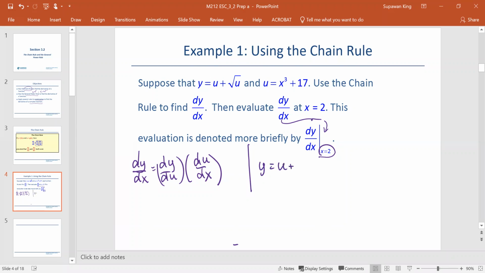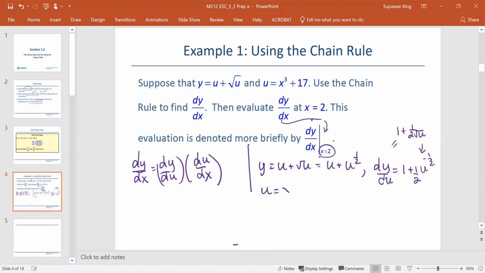Our y is u plus square root u, which is u plus u to the power 1/2. So the dy by du would be 1 plus 1/2 u to the power negative 1/2. Or we can write the negative power as a positive power. So then dy by du is also in the form of 1 plus 1 over 2 square root of u.